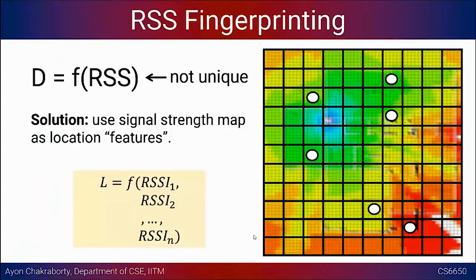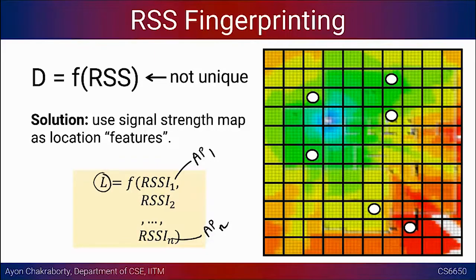So as we see that this RSS to distance mapping is not unique, or it's giving a lot of error, we resort to RSS maps, using these signal strength maps as location features. So instead of having one, you can have multiple, because this RSS could be coming from multiple access points. So this is coming from AP1, whereas this is coming from access point N. So you have a feature of length N. So this is an n-dimensional feature vector, which could be associated with a certain location L.